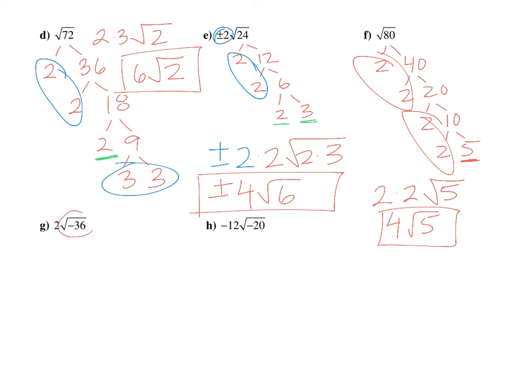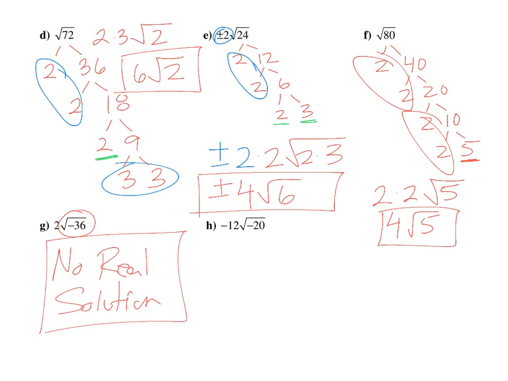Let's see here. I'm taking the square root of a negative number. You can't do that, so there is no real solution. Okay? And same thing for the next one. No real solution. You cannot take the square root of a negative number.